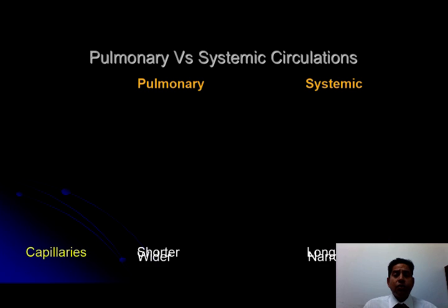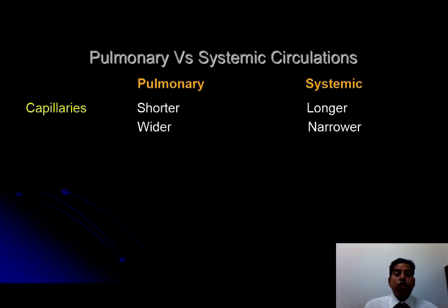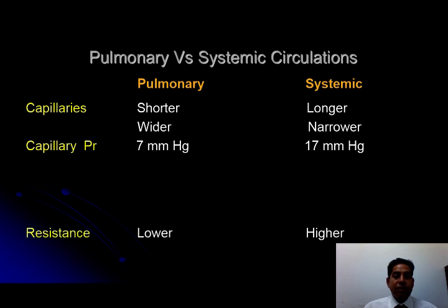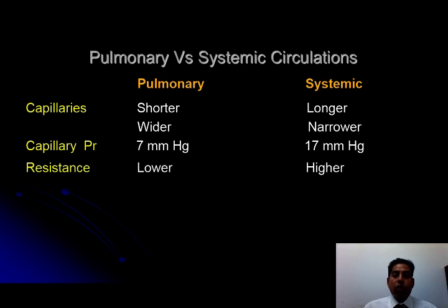Other differences include the capillaries, which are shorter and wider in the case of the pulmonary circuit, but are longer and narrower in the case of the systemic arteries. The pressures, as expected, are a lot lower, around 7 millimeters in the pulmonary circuit and 17 millimeters in the systemic circuit. The resistance we already saw, like in the artery, is lower in the capillaries as well, whereas the resistance is higher in the systemic capillaries.